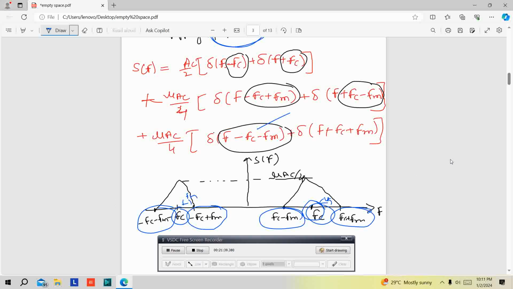So this is the spectrum of amplitude modulation in the frequency domain.